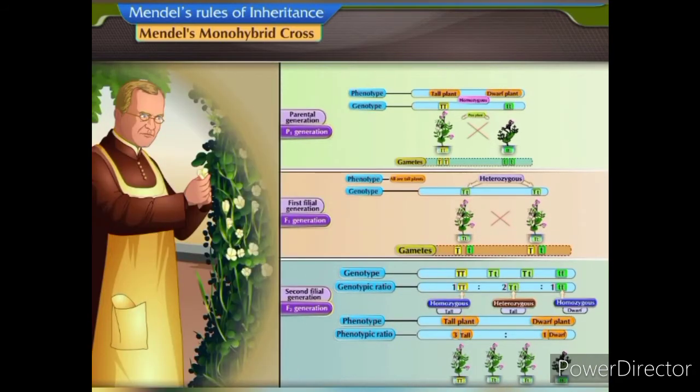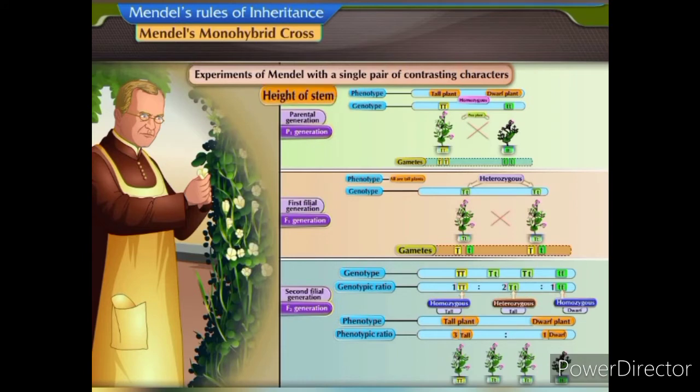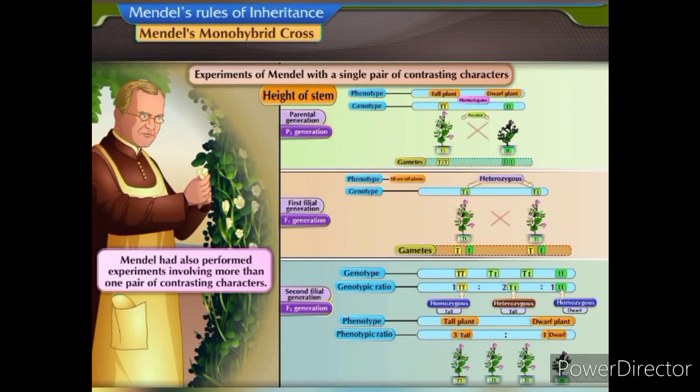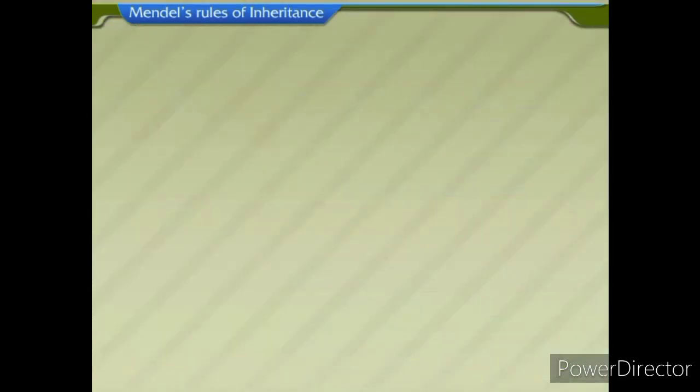So far, we have studied the experiments of Mendel with a single pair of contrasting characters. But he had also performed experiments involving more than one pair of contrasting characters. Mendel's dihybrid cross.